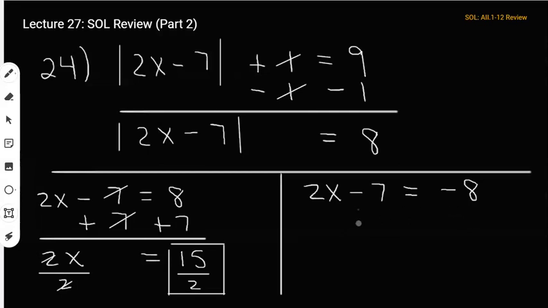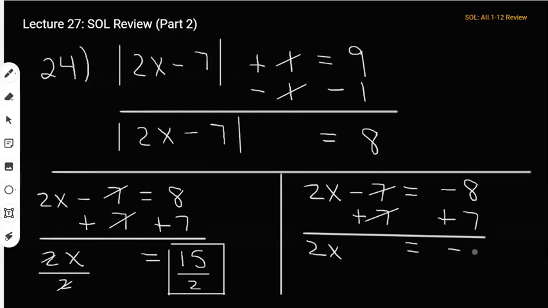Over here, I'm pretty much going to do the same thing, but I'm going to get a different answer because my 8 is negative. So I'm left with 2x is equal to negative 8 plus 7. That is negative 1. And now I can divide both sides by 2. And what do I get? Negative 1/2.